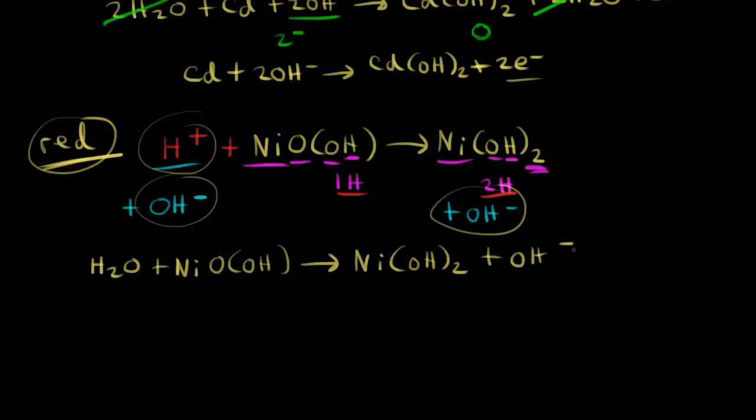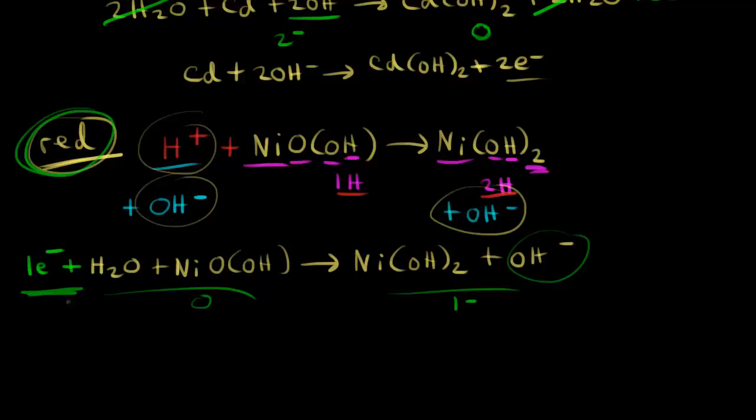We need to balance charge next. So let's look at the total charge on the left. It would be 0. On the right side, we have 1 hydroxide anion, so that's 1 minus for the charge on the right. So we need to add 1 electron to the left side of our half reaction. If we add 1 electron to the left side, now the charge is balanced. It's -1 on the left, it's -1 on the right. And so we add an electron. Gain of electrons is reduction, so that makes sense too. So this is our half reaction. So this is our reduction half reaction.